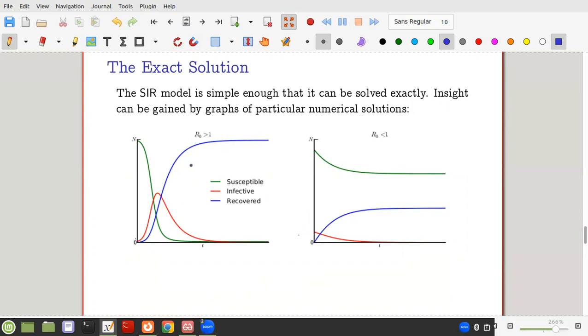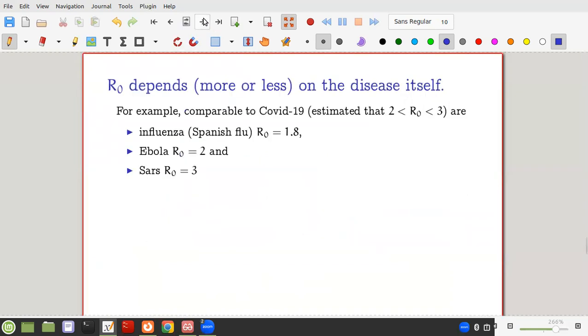It's a really simple model, but the numbers are measurable. For COVID-19, it was between 2 and 3. For the Spanish flu, it's about the same, 1.2 for Ebola is only 2. So COVID had about the same, even a higher R naught than Ebola, and SARS had 3. So these are all comparable diseases, right?